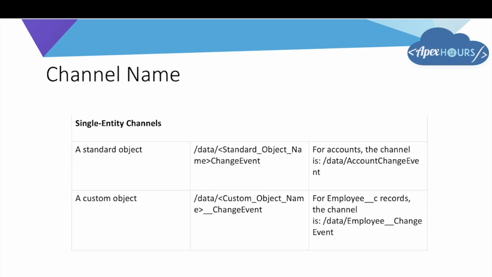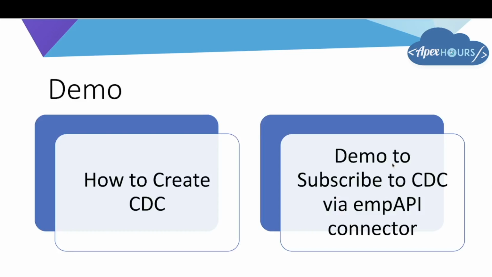So just like in PushTopic, we saw that we had a channel name as /topic/ and the PushTopic name. Here we have a name like /data/, then the standard object name, ChangeEvent. If it is a custom object, then we use custom object __ChangeEvent instead of __c. For example, if Employee is a custom object, then we have it like this. If it is a standard object, then we have AccountChangeEvent.